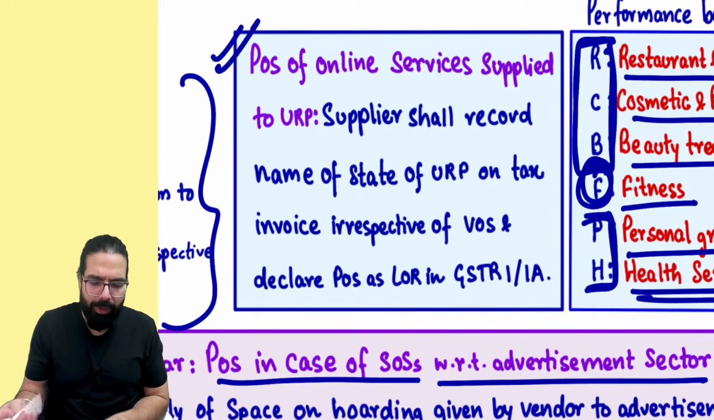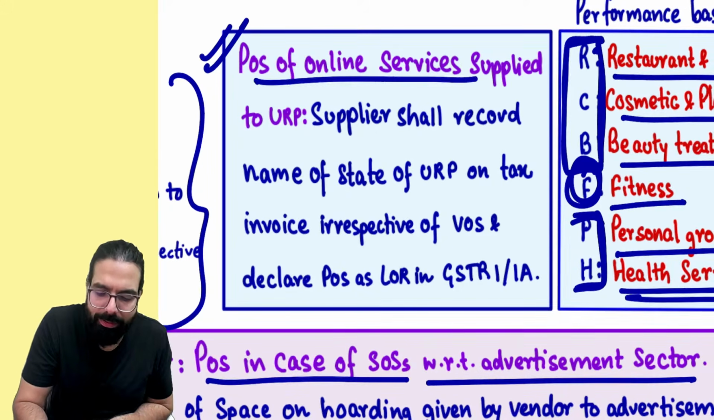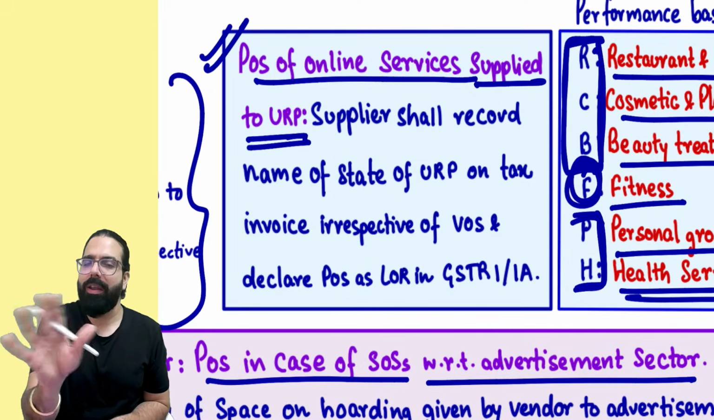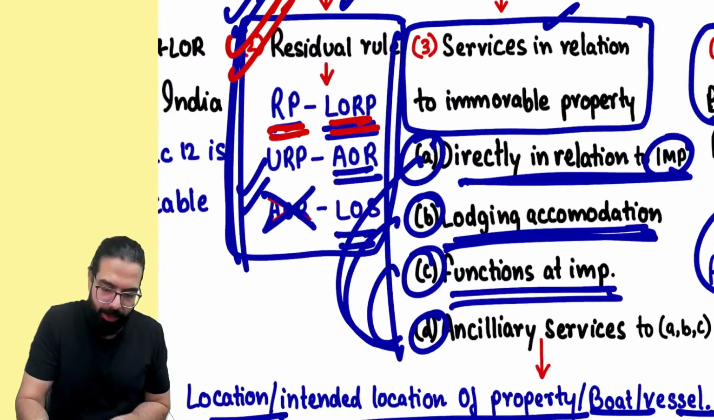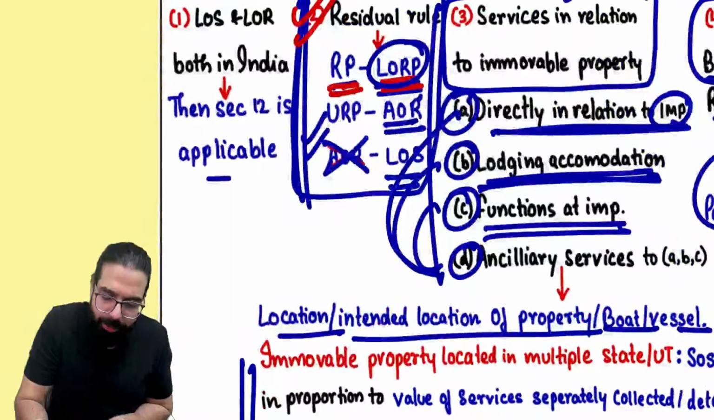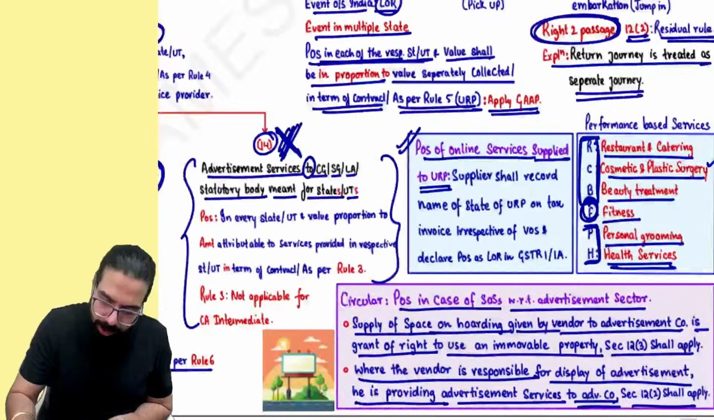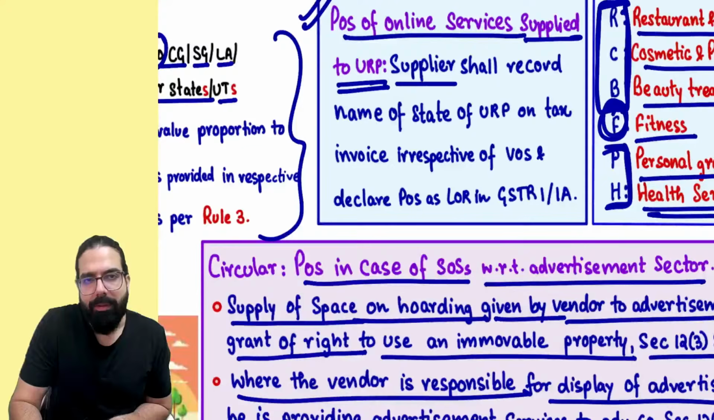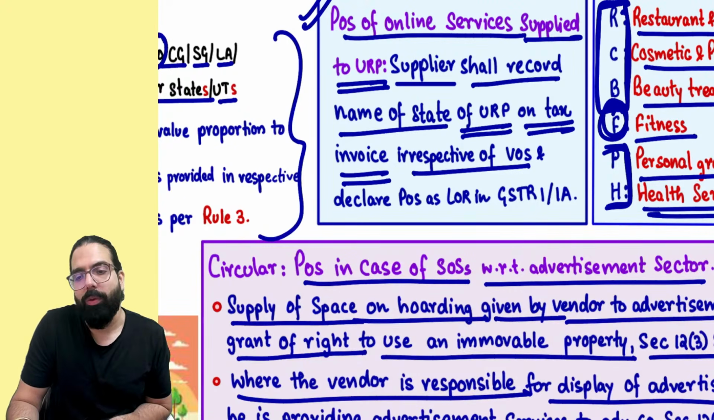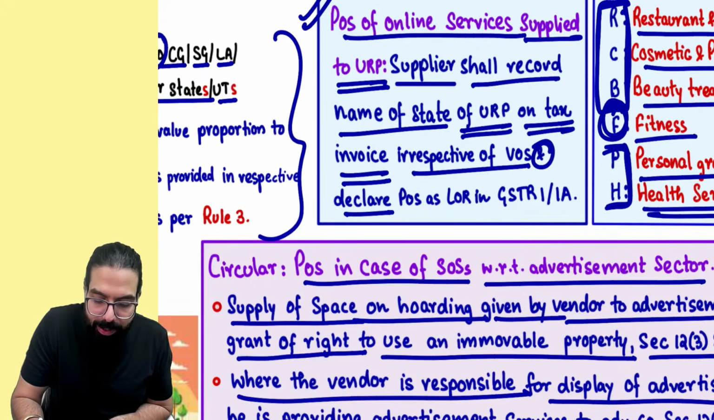Always remember one thing, whenever online services are supplied, if they're supplying to a registered person, it is the normal location of the registered person. If they are supplying to an unregistered person, it is the address. So whenever a supplier is giving online services to an unregistered person, the supplier should record the name of the state of the unregistered person on the tax invoice, irrespective of the value, and declare the place of supply as the location of the recipient in GSTR1.